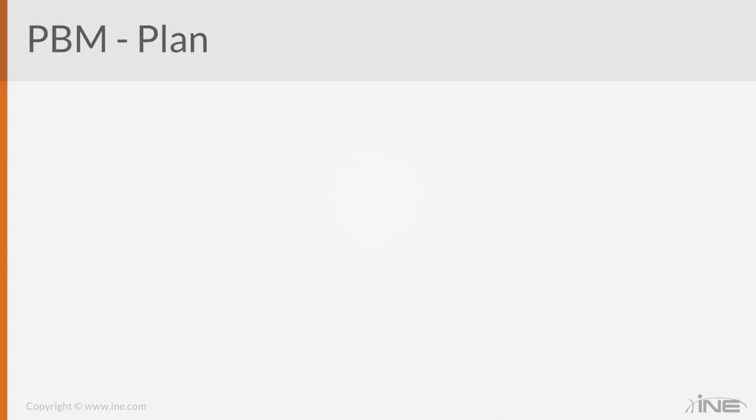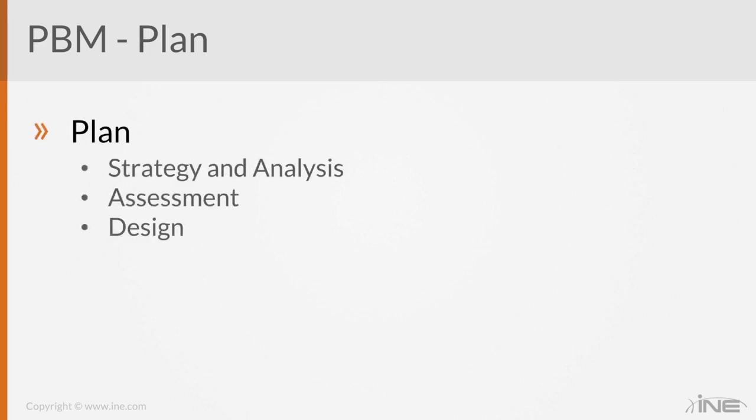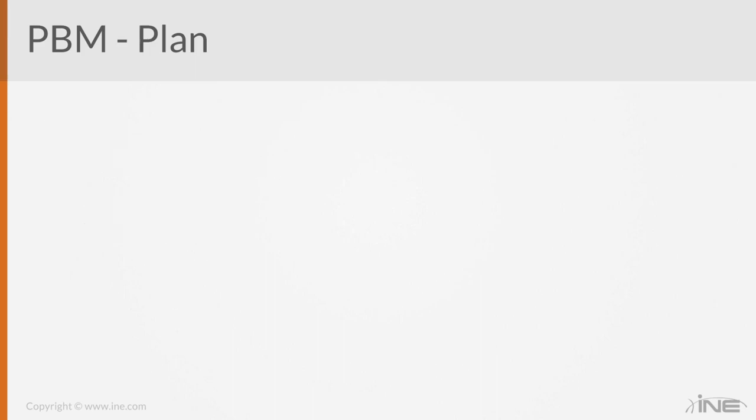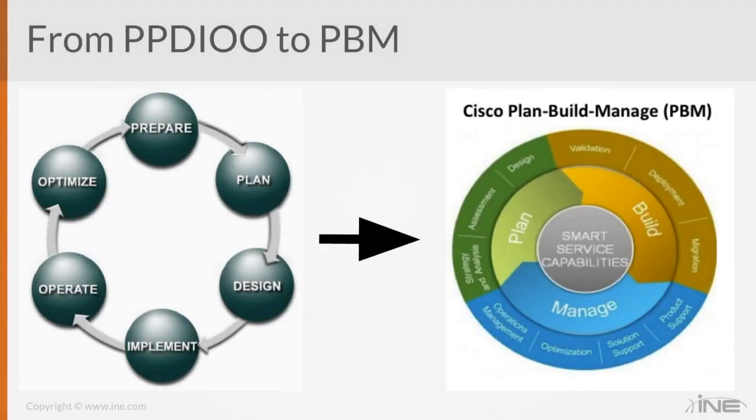So the first one of the PBM is the plan. When we plan, well, strategy and analysis, assessment, and design. Let's go back to the previous one just quickly. We have the prepare, the plan, and design. If we look on the right, under the plan, we have the analysis, which is probably just a description of steps we had under prepare. Then the assessment and the design.